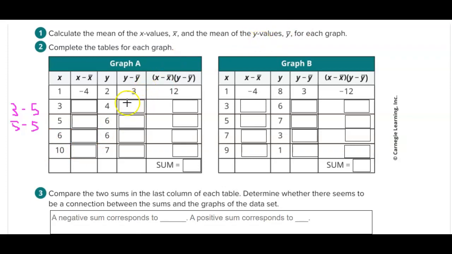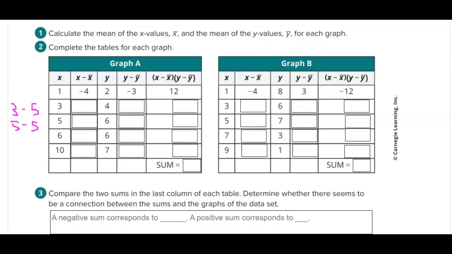Then you're going to do the same for this column. 4 minus whatever the mean was that you calculated, 6 minus, 6 minus, 7 minus. Same thing as before. Same with this column. 3 minus the mean you found, 5 minus the mean. Same with this column. Just subtract 5 from all of these numbers. All right, or I should say subtract the mean that you found from all of those numbers.